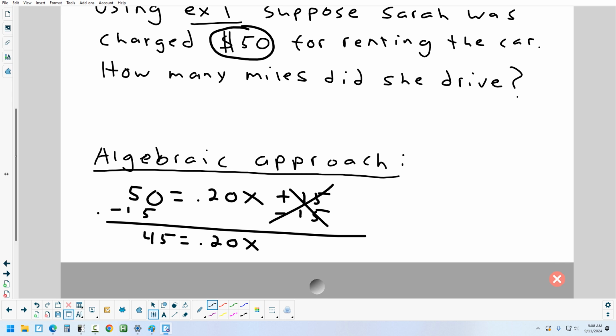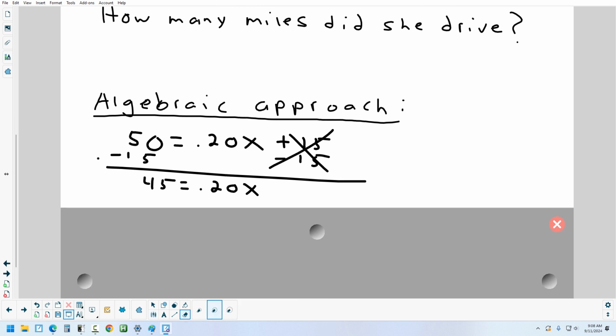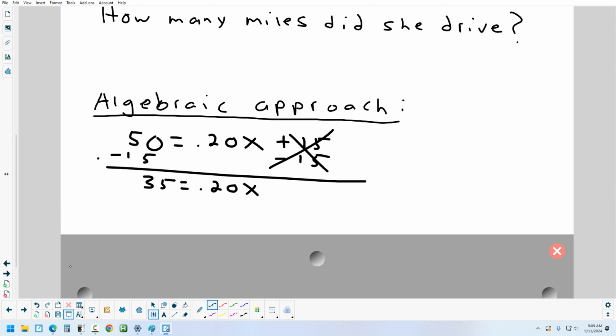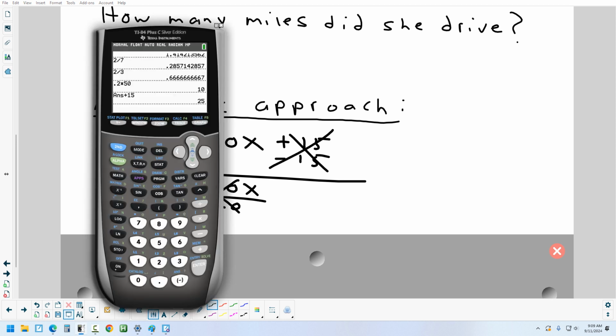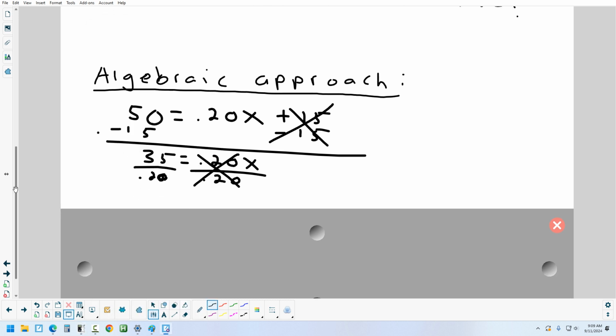And Felicity, my last step. 35. Oh, 35. Yeah, it'll be 35. Thanks. Yeah, 35 equals 0.20x. And now my last step. Divide by 0.20. Yep. So we can divide each side. Again, 0.2, 0.20. That's the same thing. So divide by 0.2. And let's see what that comes out to. 35 divided by 0.2. Okay, 175.